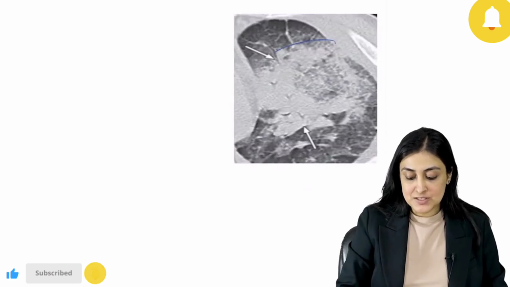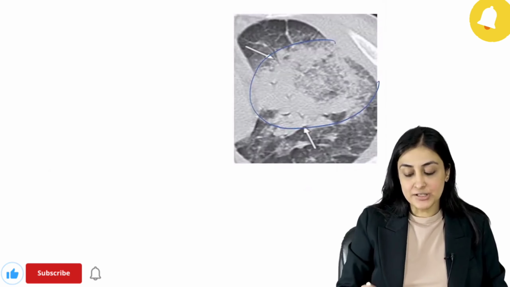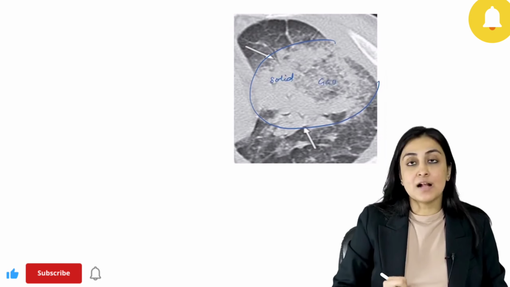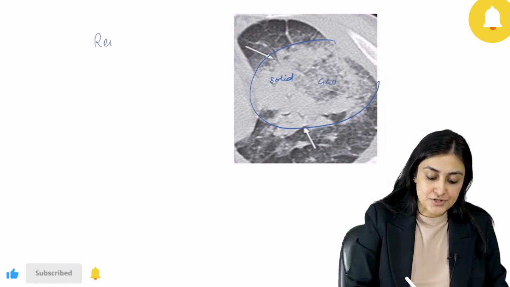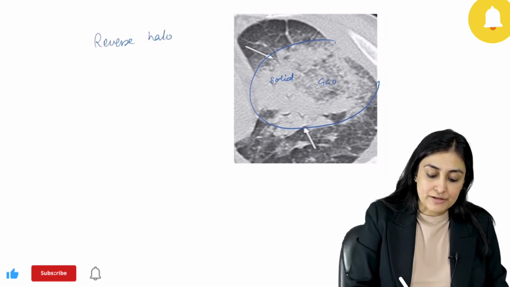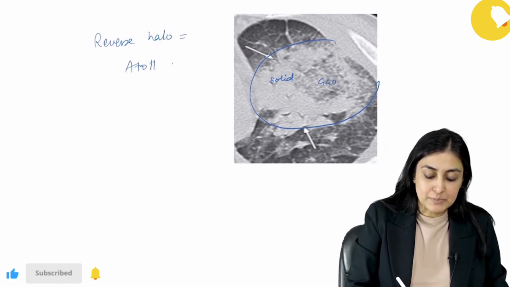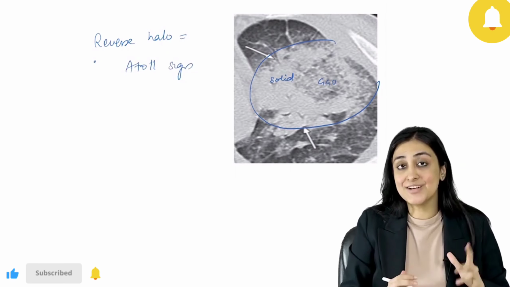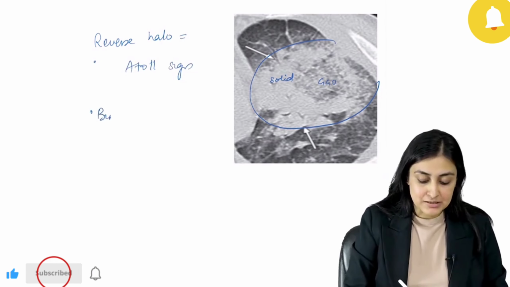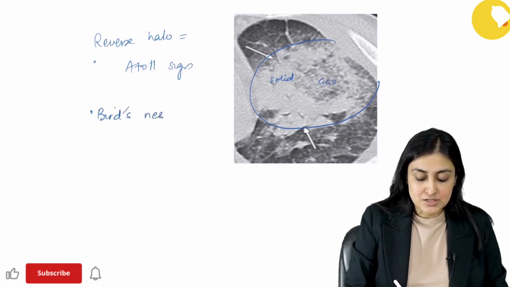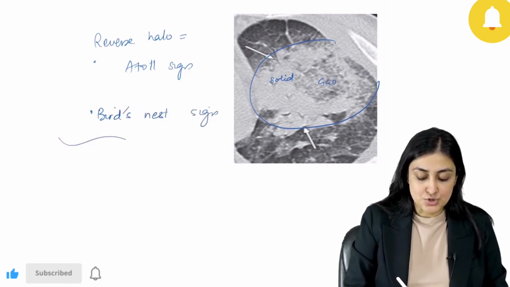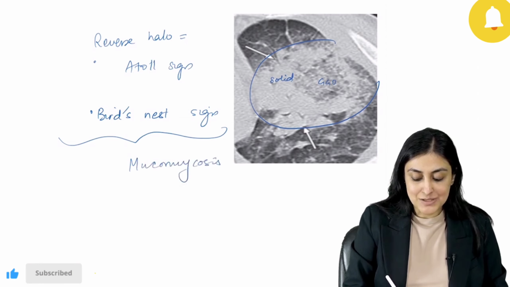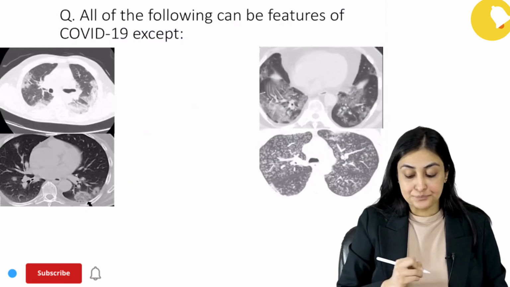As you can see here, can you see this very large consolidation? And what do you see? Periphery is solid, center is ground glass. So this is a reverse halo, also referred to as atoll sign, and some people also use the term bird nest. Do you see how this breakdown is so irregular? It looks like a bird's nest. So it is also called the bird's nest sign, which is associated with mucormycosis. So this is how mucormycosis will appear in the lung.